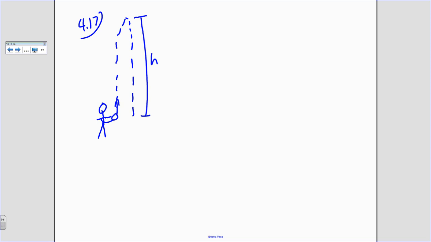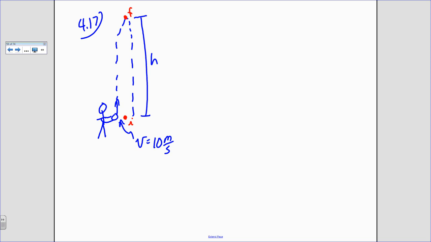The only information that I'm given is that down here at the bottom, you throw this rock up with a velocity equal to 10 meters per second. And I want to know what height it goes up into the air. Now, I'm going to consider two positions in this trajectory. I'm going to consider this position, and I'll call this my initial position. And then I'm going to consider this position, and I'll call that my final position.